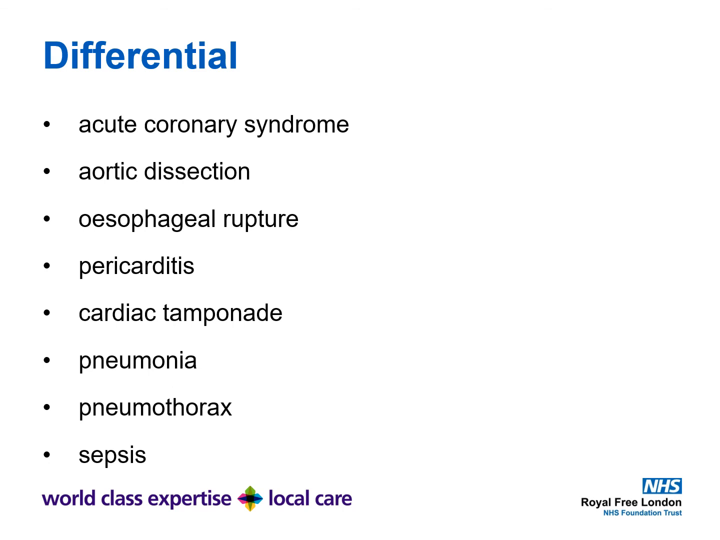So what's on the differential? Things like acute coronary syndrome, aortic dissection, esophageal rupture. Esophageal rupture, for example, Boerhaave syndrome, is particularly when people have eaten a heavy meal, which isn't then digested properly, and then causes esophageal rupture. Pericarditis, cardiac tamponade, pneumonia, pneumothorax, and sepsis.